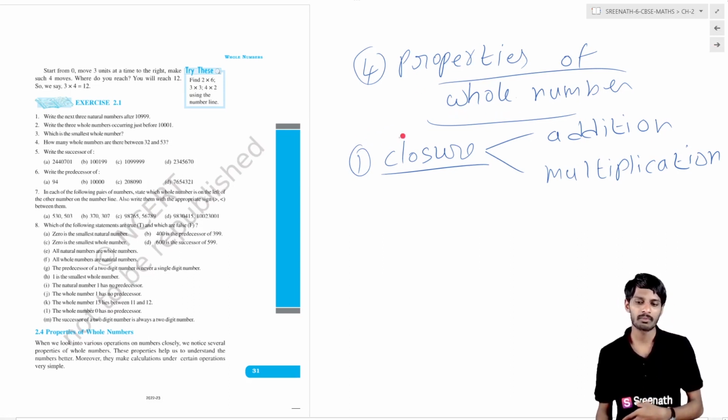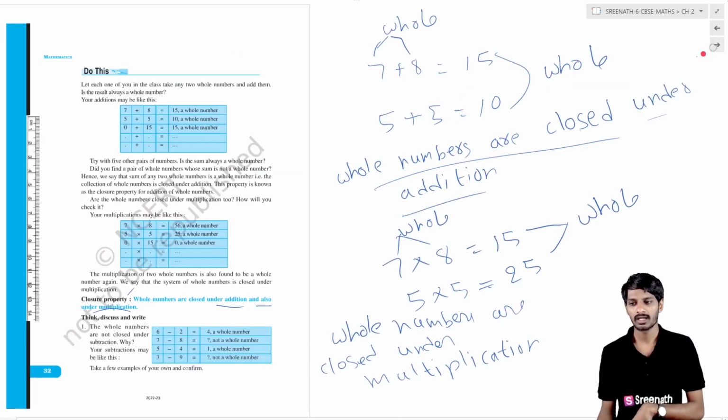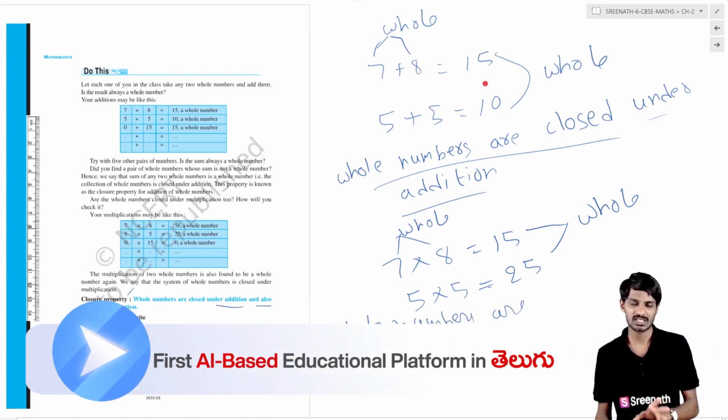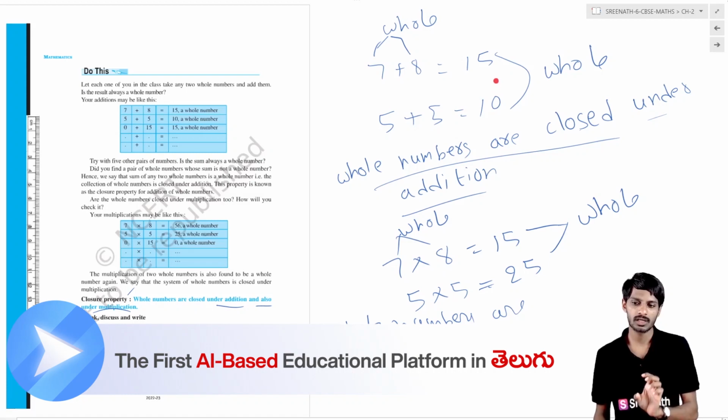So what are whole numbers? What are the properties? The first property is the closure property. Suppose any two whole numbers are added, then you get a whole number only. So we say that whole numbers are closed under addition. Any two whole numbers give a whole number as the result. That's why this is called the closure property. That closure property is satisfied under addition.